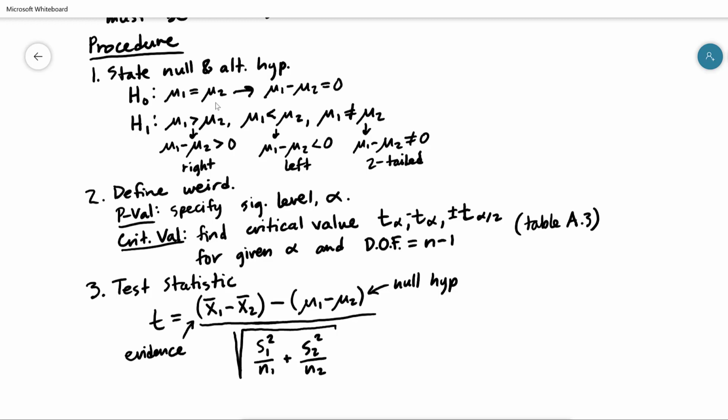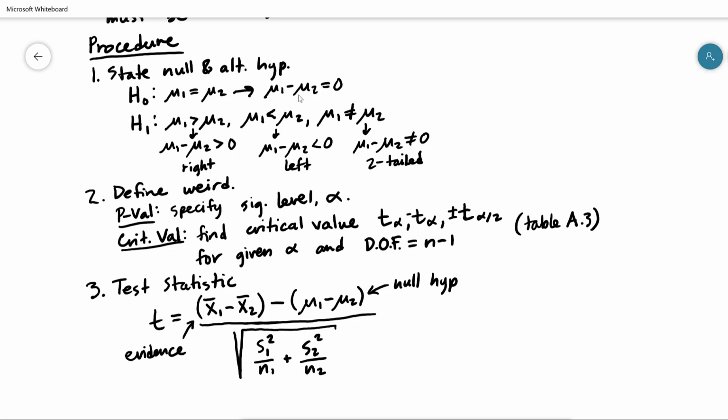So two ways to say the same thing, right? I can either tell you that the two means are the same, that the first one is equal to the second one, or I could tell you that the difference between them is 0. There is no difference between them. That's the same as saying they're the same thing. So two different ways to phrase it.